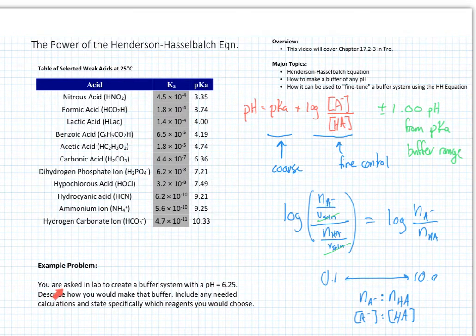So let's see, we're asked in a lab to create a buffer system with a pH equal to 6.25. Describe how you would make that buffer, include any needed calculations, and state specifically which reagents we would use. So if you want to stop this video and take a look at it and see if you can think your way through this, why don't you actually start doing some calculations, and I will come back and actually do this problem.